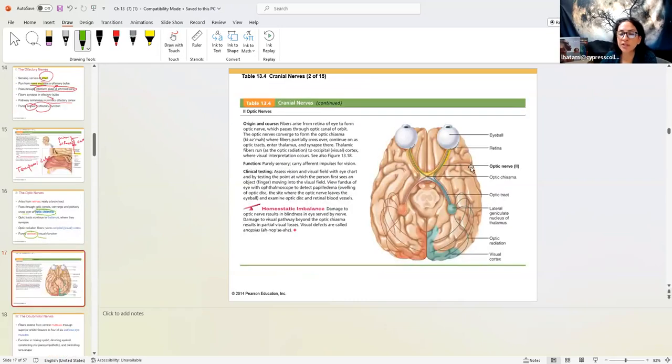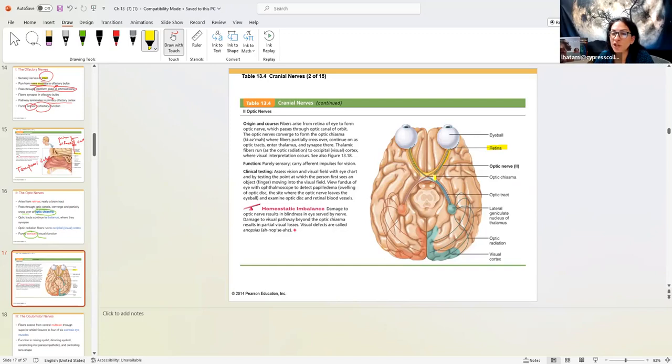Let's review it through this picture. As you can see in the eyeball wall, the inner layer is called the retina. The retina contains the photoreceptors. The photoreceptors are the sensory neurons which collect this information and send it through the optic nerve, passing through the optic canal of the sphenoid bone, to the brain.